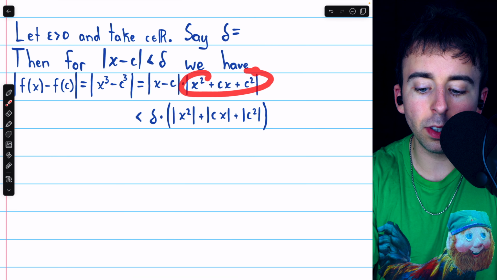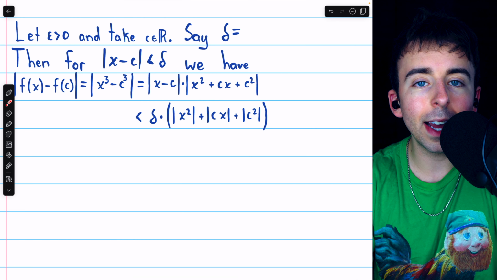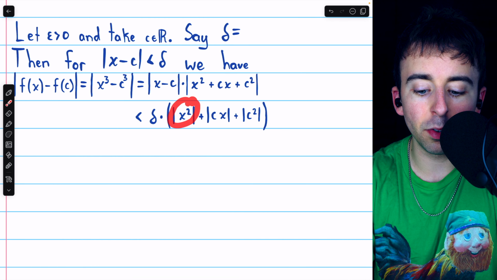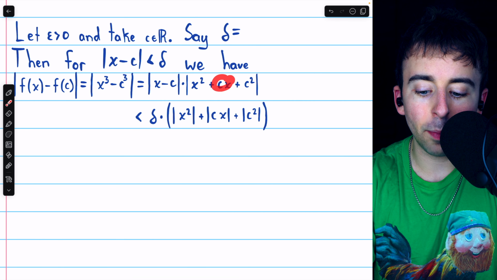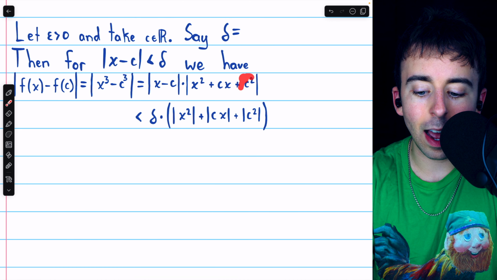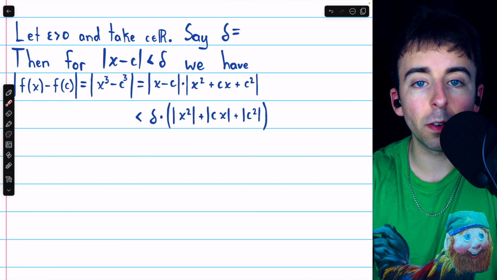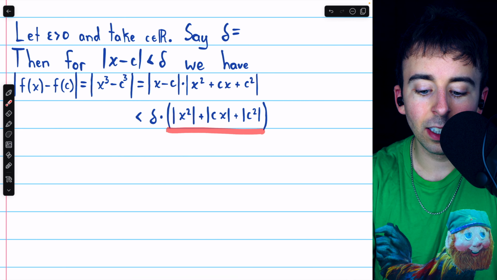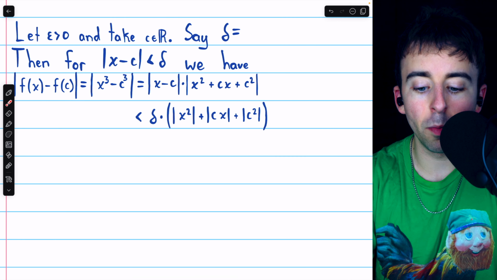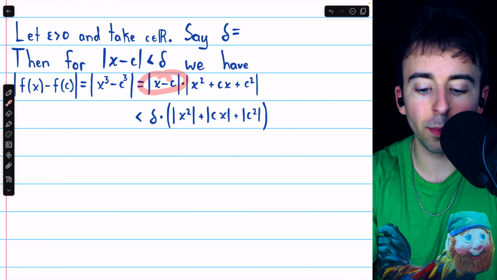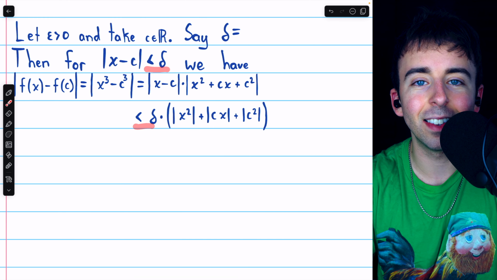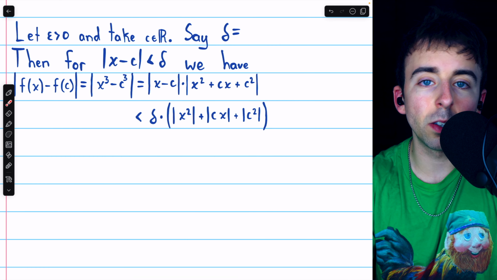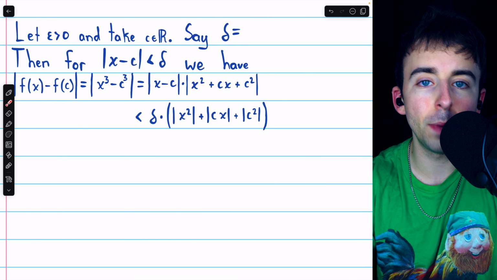Now, this absolute value of a sum, we'll apply the triangle inequality repeatedly to split it up into the absolute value of x squared plus the absolute value of cx plus the absolute value of c squared. Of course, this is less than or equal to this, so this inequality is valid. Remember, we know that the absolute value of x minus c is strictly less than delta. And again, we're just leaving this as delta for now because we don't yet know what delta should be.